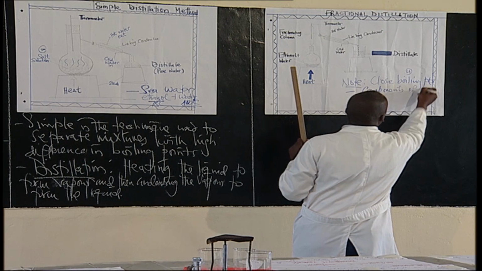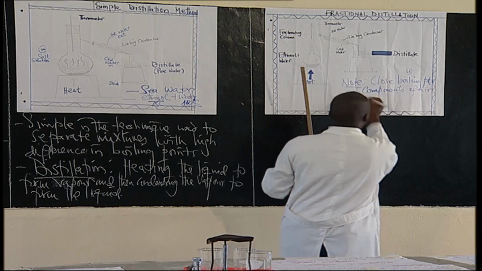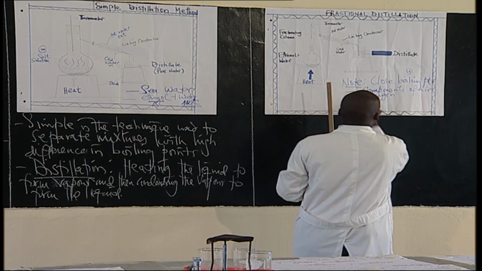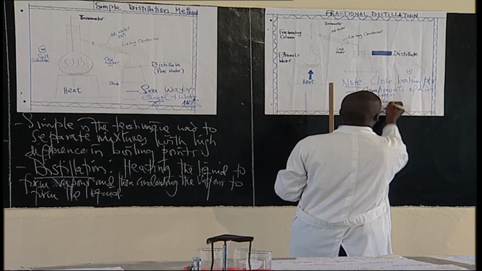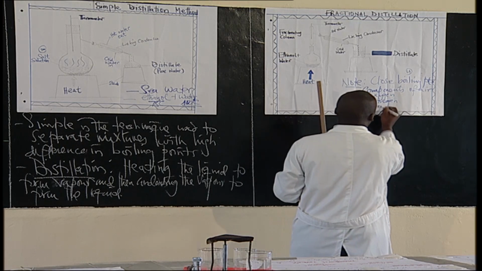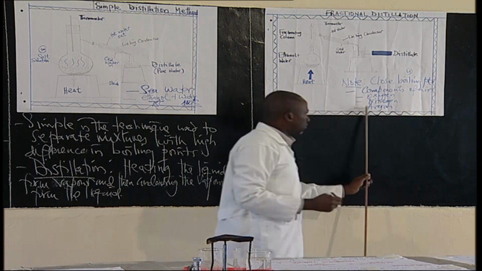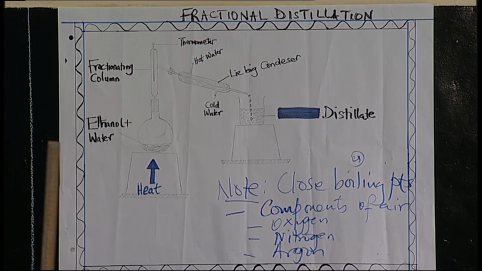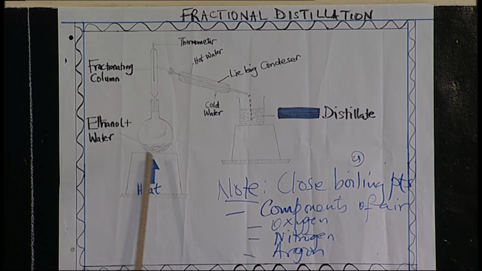Like components of air, where you have oxygen, nitrogen, and argon. These are substances with very close boiling points. So this method is best suited to substances with close boiling points.